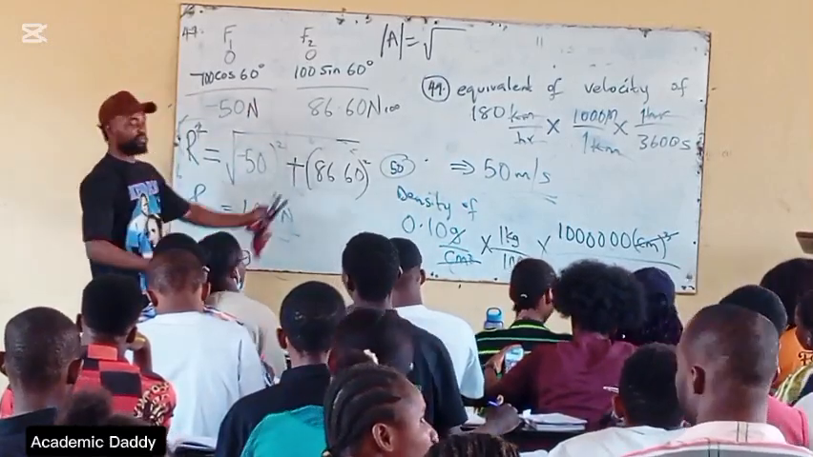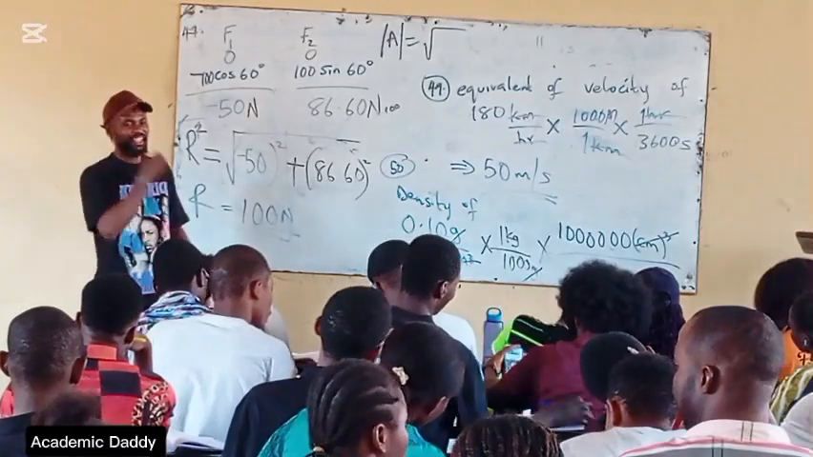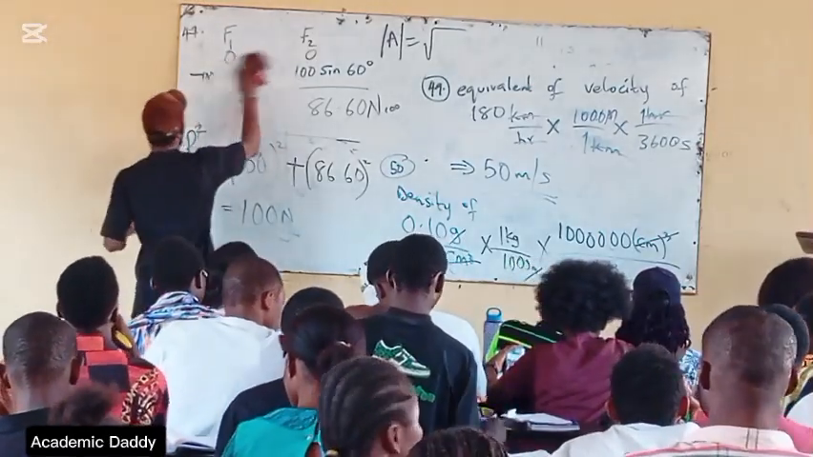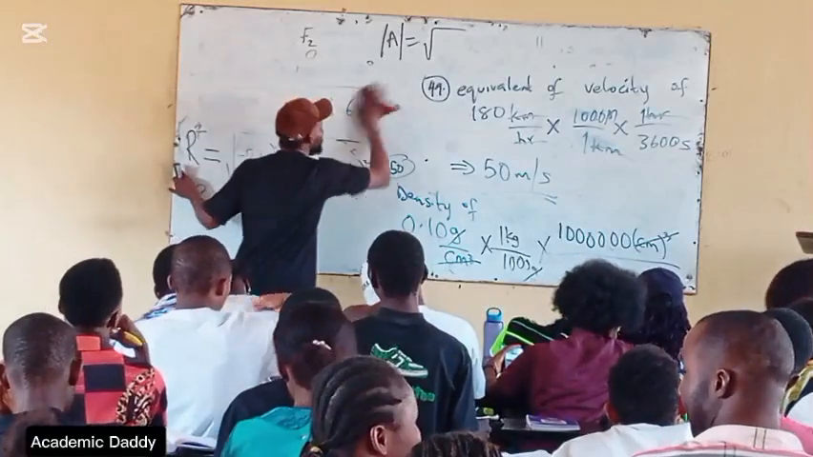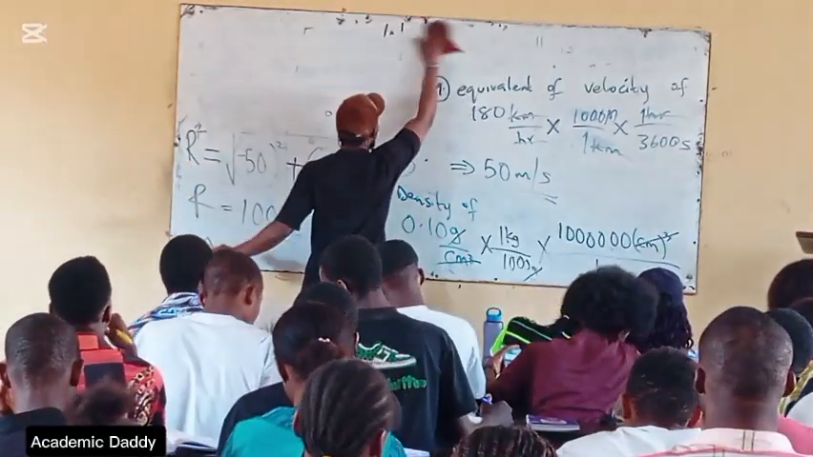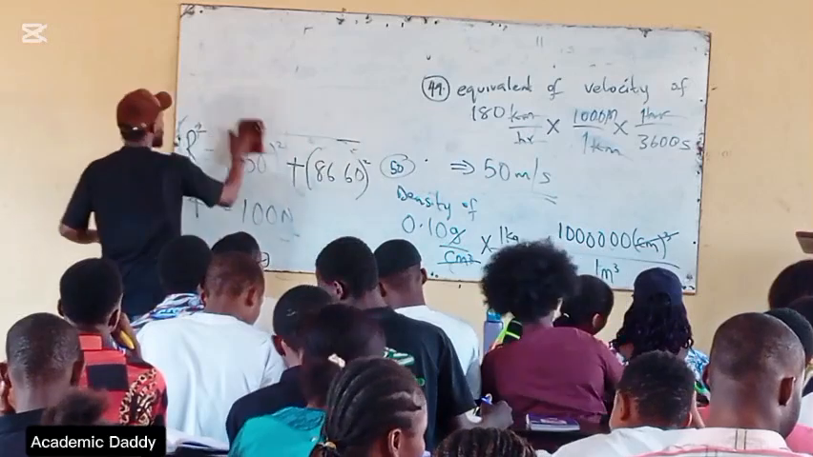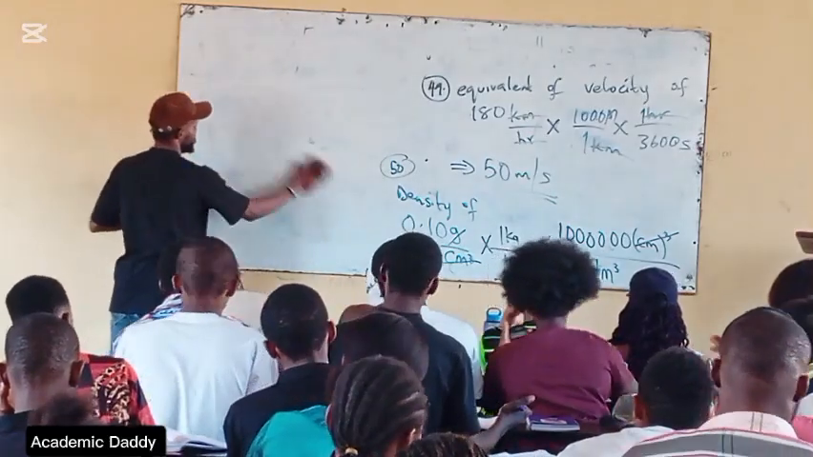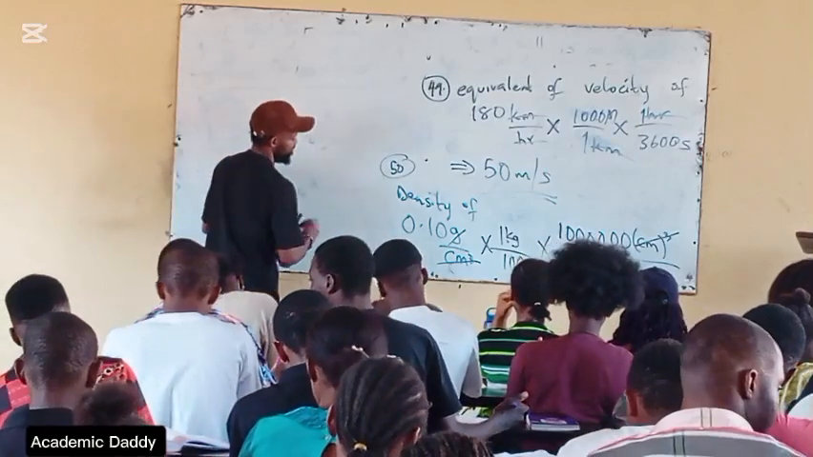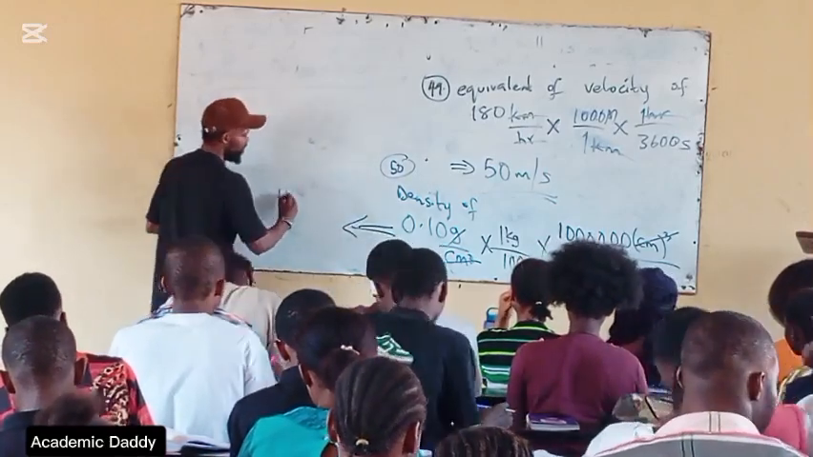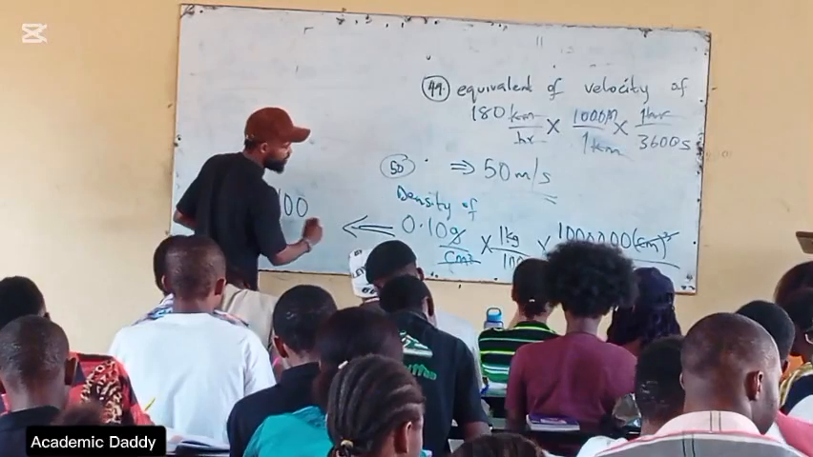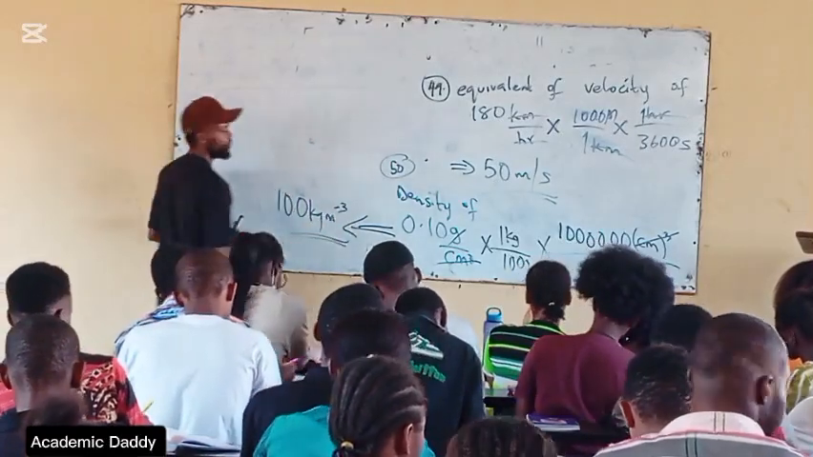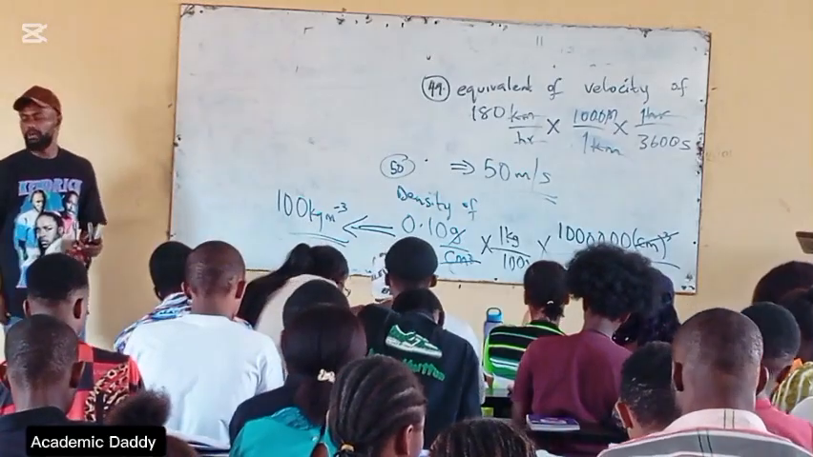Okay, you're waiting for it. Please, hear calculator, what did you get? 100. So we're getting 100, and notice that what we have left is kilograms per meter cube.